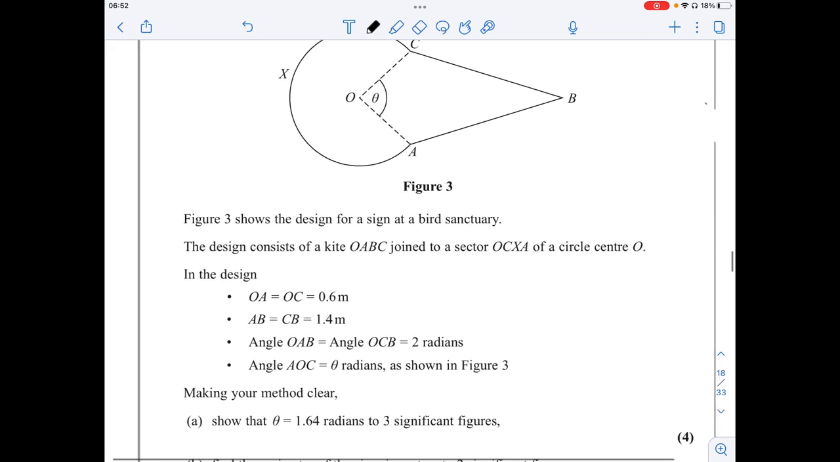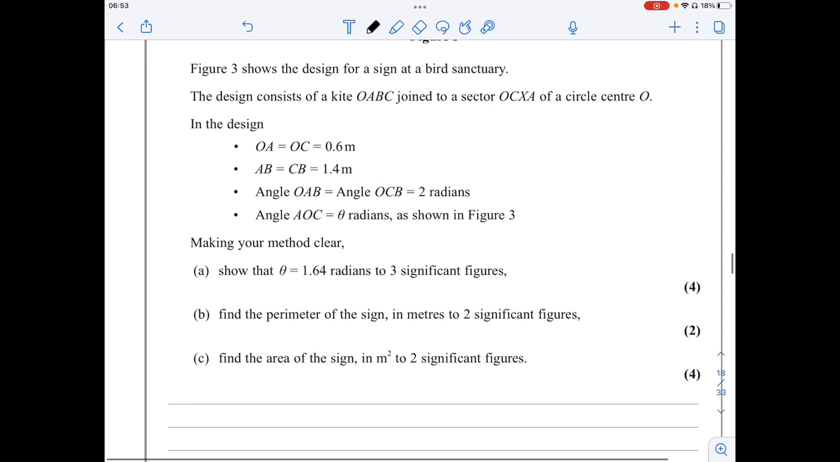Question number 7. Figure 3 shows the design of the sign of a bird sanctuary. The design consists of a kite OABC joined by the sector OCXA of the circular center O. OA equals OC equals 0.6, AB equals BC equals 1.4. Angle OAB equals 2 radians. OCB is also equal to 2 radians. Angle AOC is theta. Show that theta equals 1.64 in 3 significant figures. Find the perimeter of the sign and find the area of the sign, all in 2 significant figures.